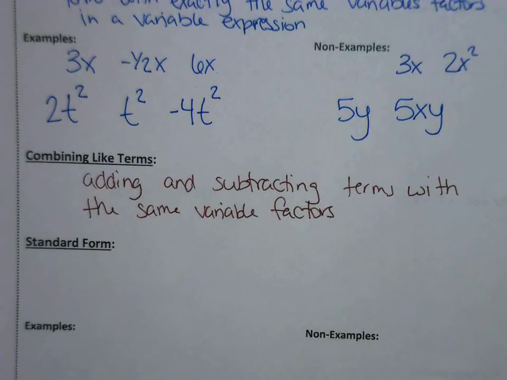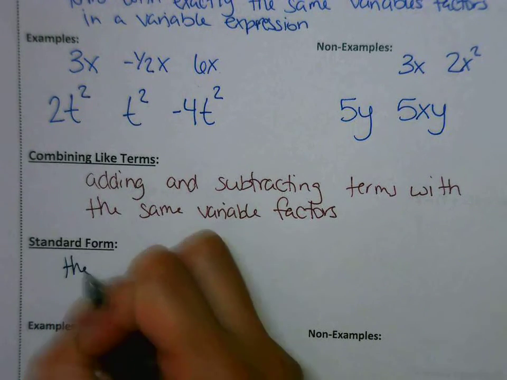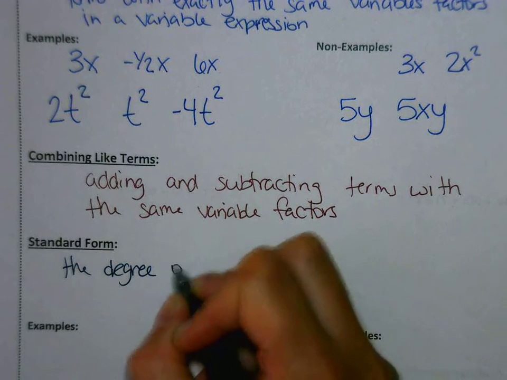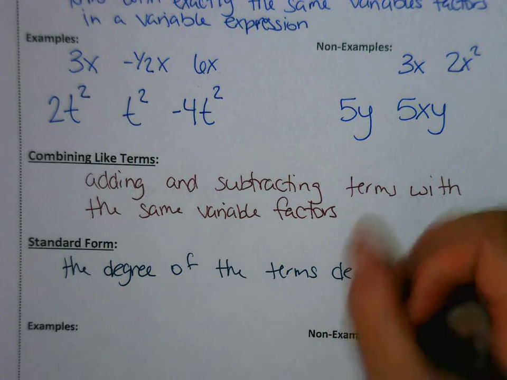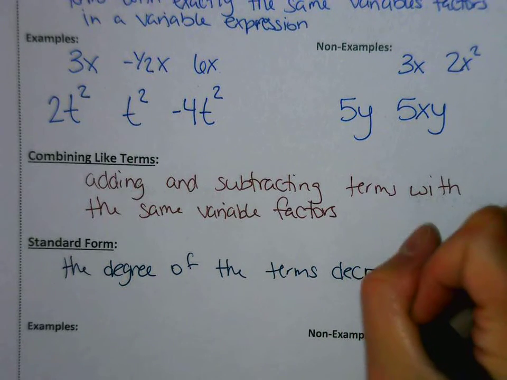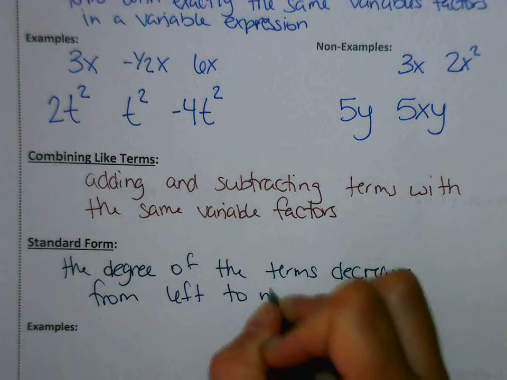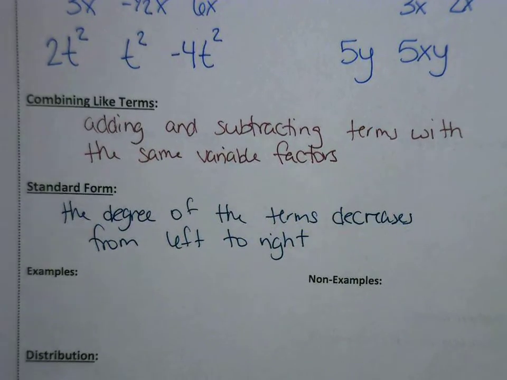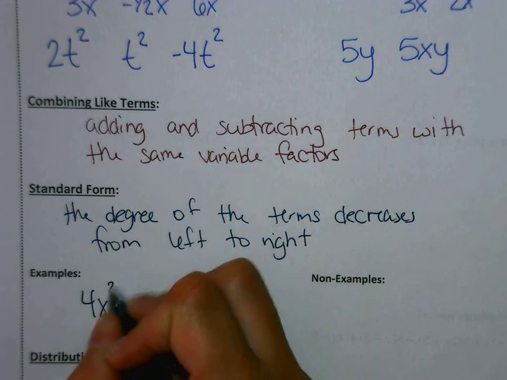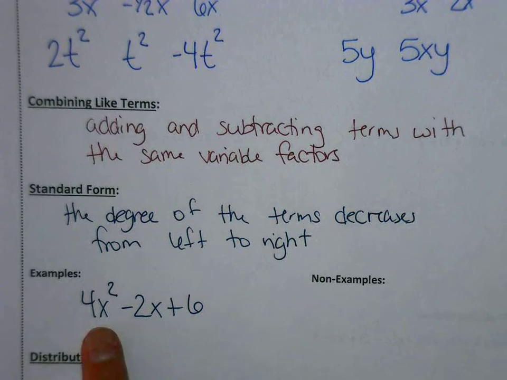Standard form is when the degree of the terms decreases from left to right. So an example of standard form would be 4x squared minus 2x plus 6. This is standard form because our variables' degrees are going down each time. So we have a squared, a first power, and no power.